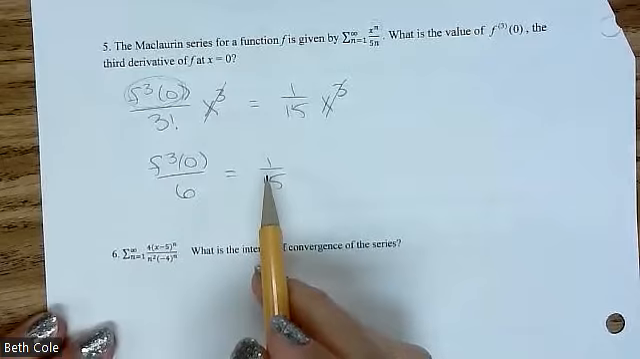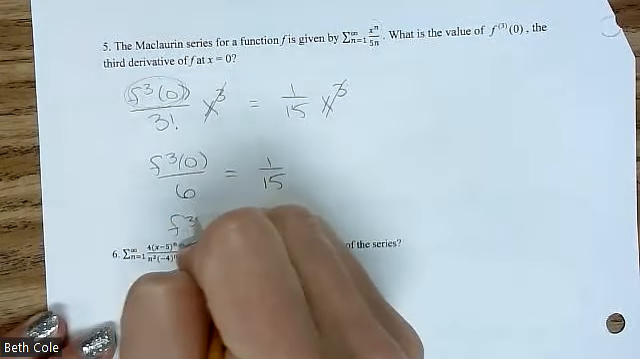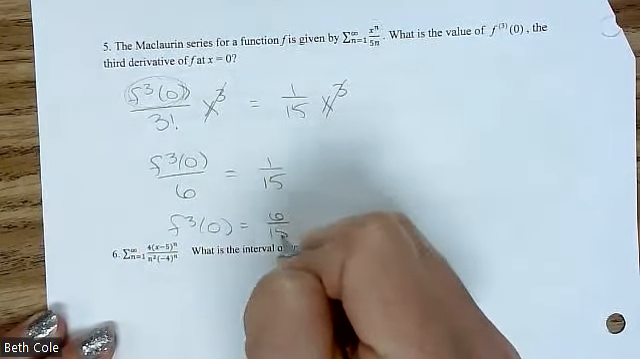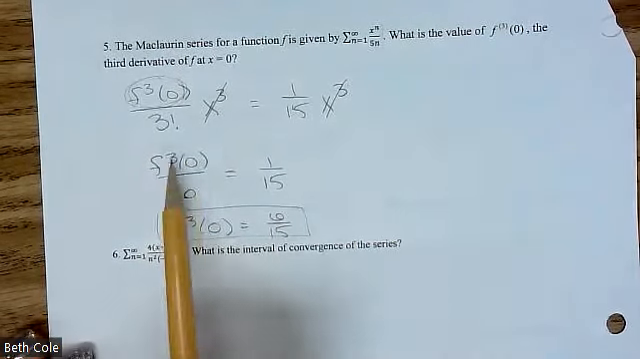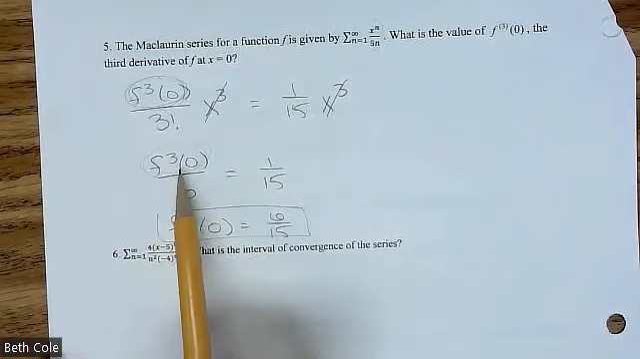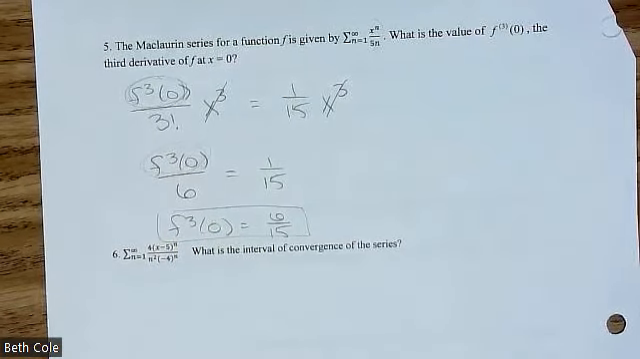And then you just multiply the 6 over. So this part is going to equal 6/15. So you're just getting this part by itself. That's what you were asked for. So you're just solving for that part.